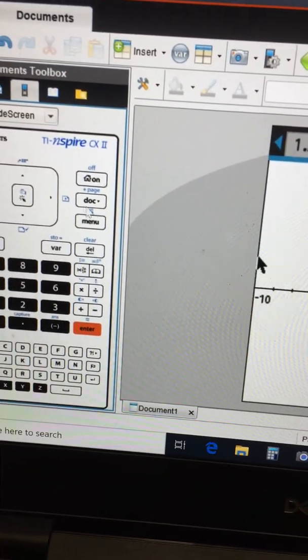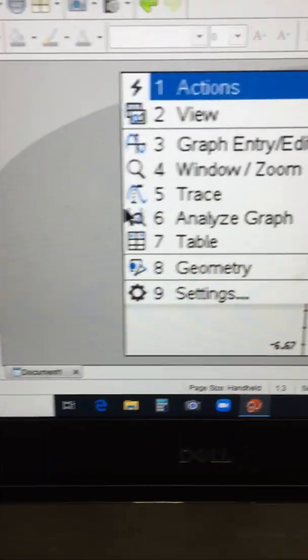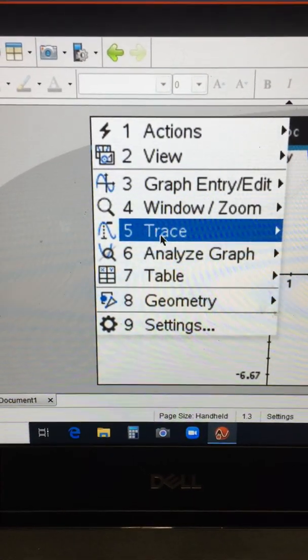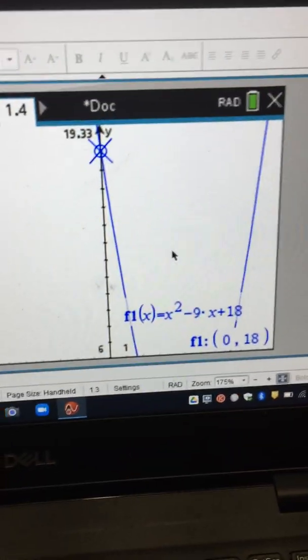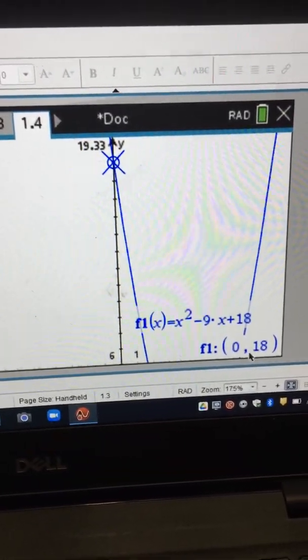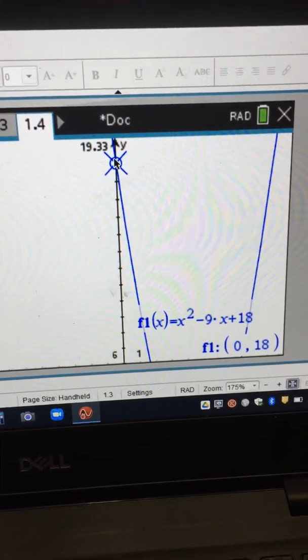Remember, trace mode is menu. Once it's in, I hit menu, and here's trace right there, the fifth one down. And I want to trace the graph, so menu 5-1. And now, down here in the corner is the coordinates, the ordered pair that goes with that point.